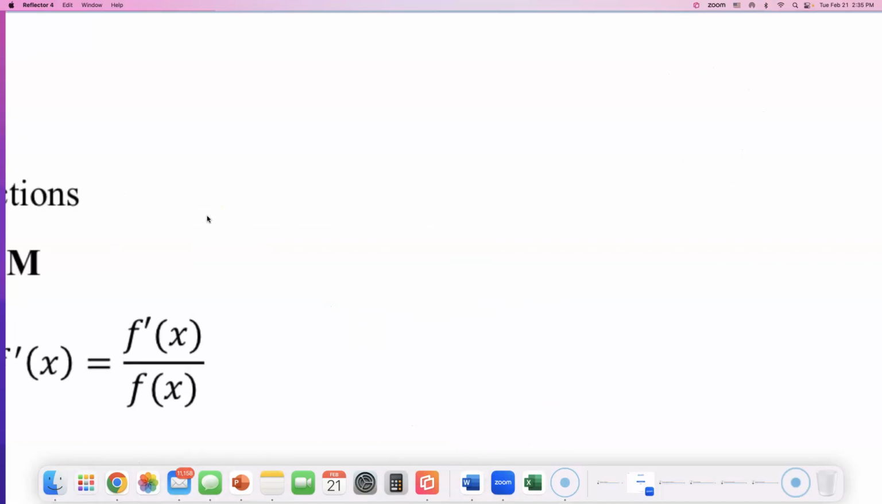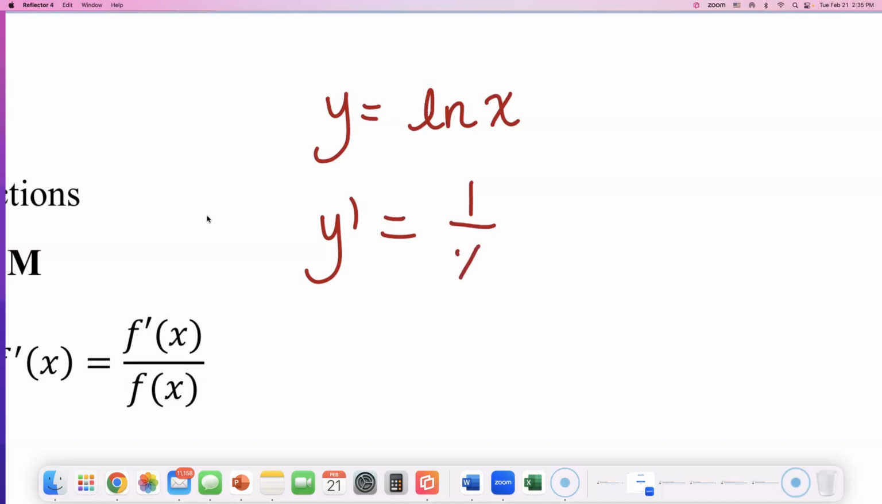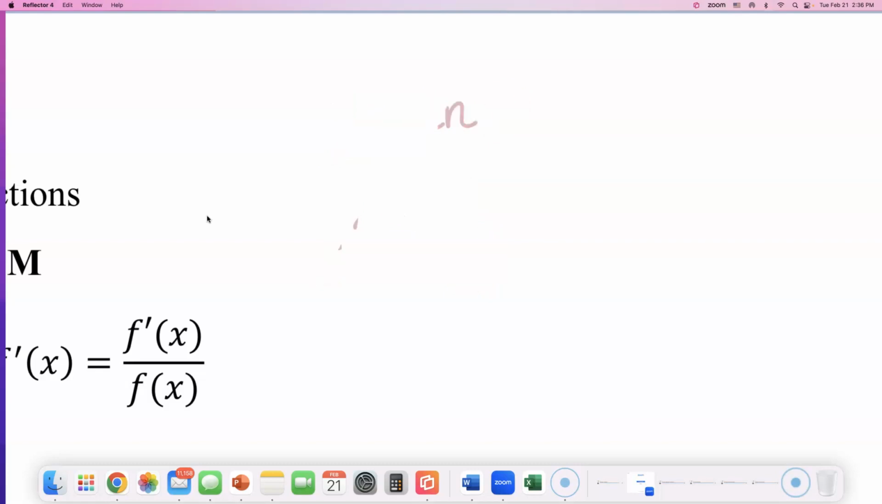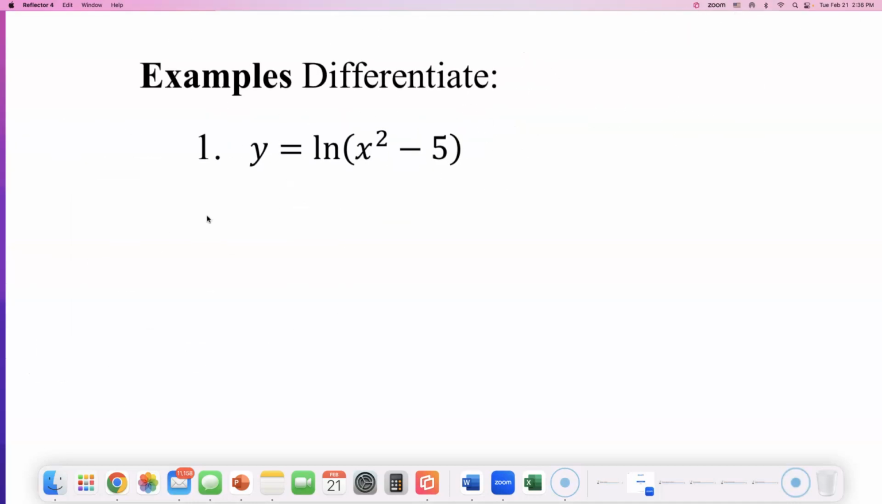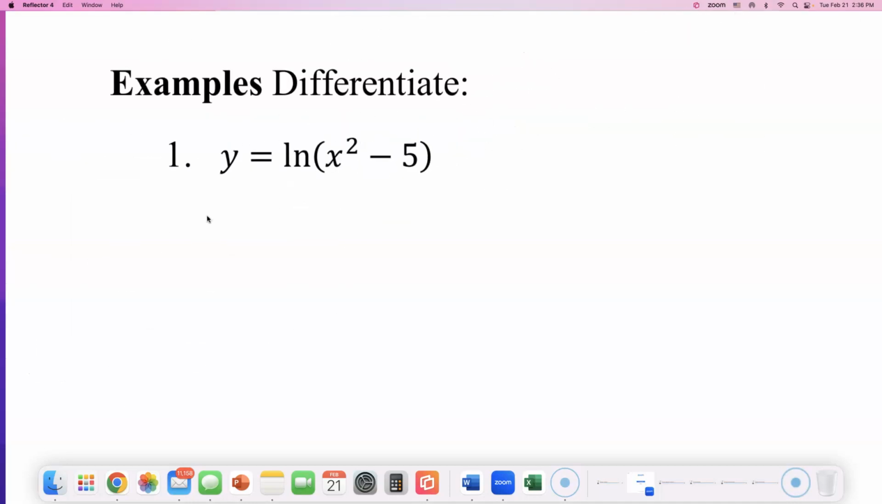Right, so we know that if you have y equals natural log of x, the derivative is going to be 1 over x, right? But what if the log argument is more than just x? Then we have to use the chain rule. So for example, if you have y equals natural log of x squared minus 5, how do we do this? We have to use the chain rule.